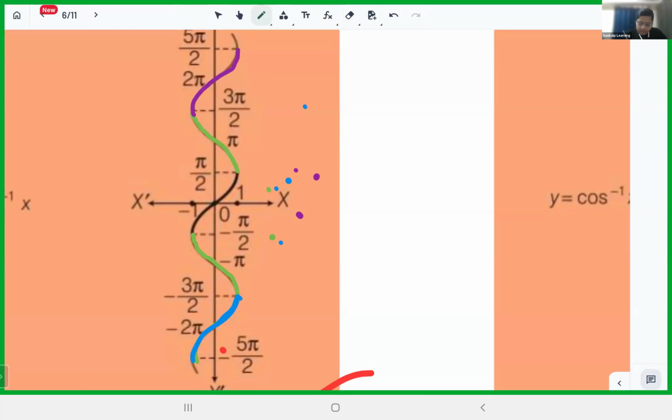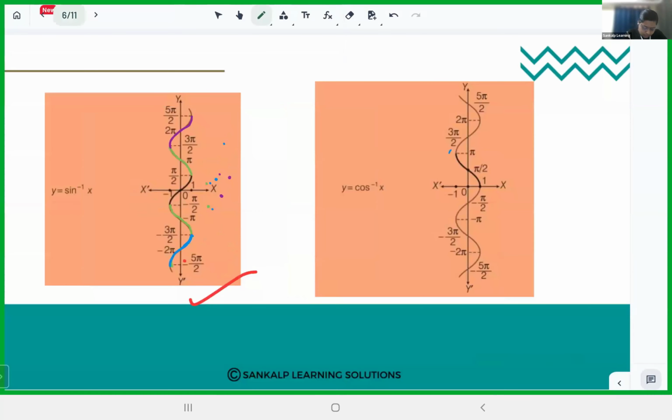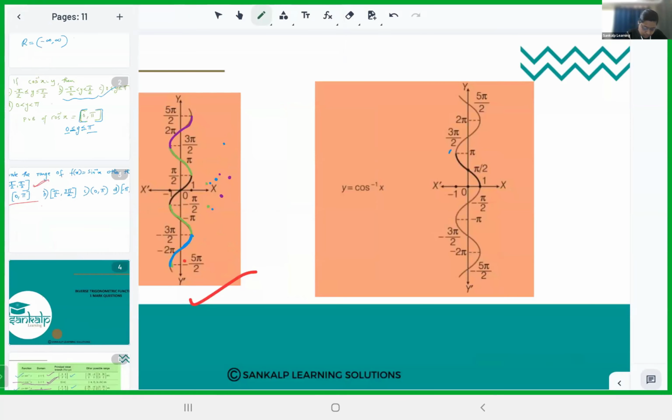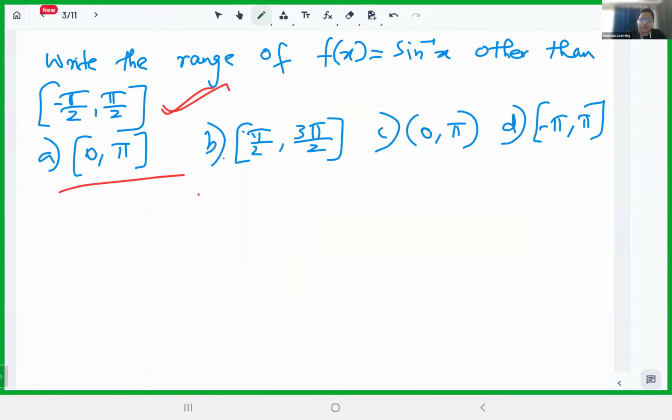Now let us see whether we can answer that question. This was our question: write the range of f of x equal to sine inverse x other than minus pi by 2 to pi by 2. So what is the answer? It is option B, pi by 2 comma 3 pi by 2. In that particular interval, the function sine inverse exists. All the other intervals, we have already understood that sine inverse x does not exist. All right, so we are moving on to the next question.